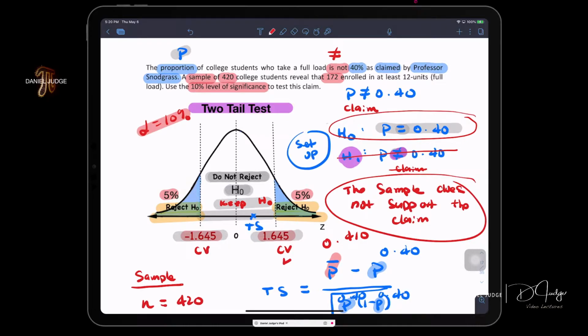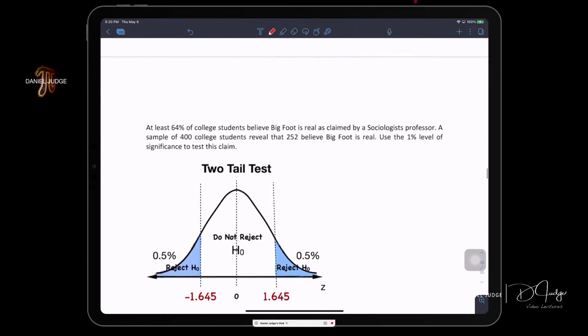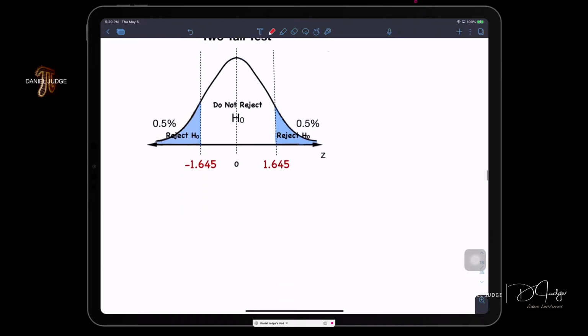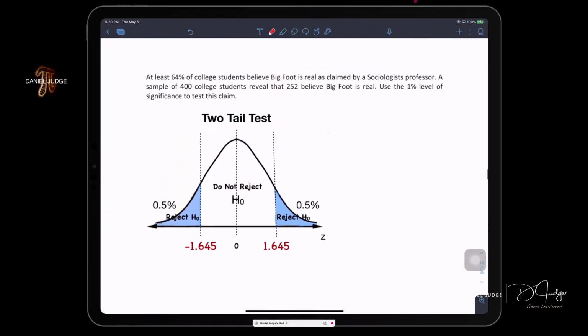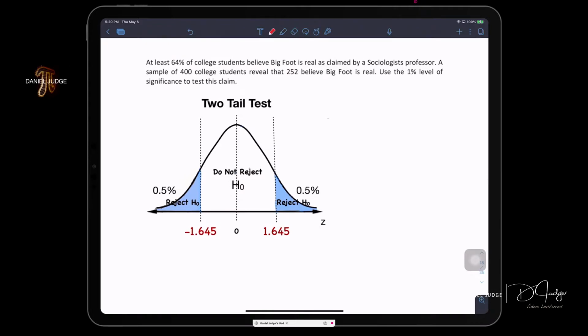So here's the second example here for you guys, and I wanted to go over that. And we'll go over some of the rest here. It looks like we're running out of some space, but that's okay. I want to remind you guys about this particular question here, because it's kind of similar to how the book works sometimes. Let's read this phrase. This is different. At least 64% of college students believe Bigfoot is real, as claimed by sociologist professors, blah, blah, blah.